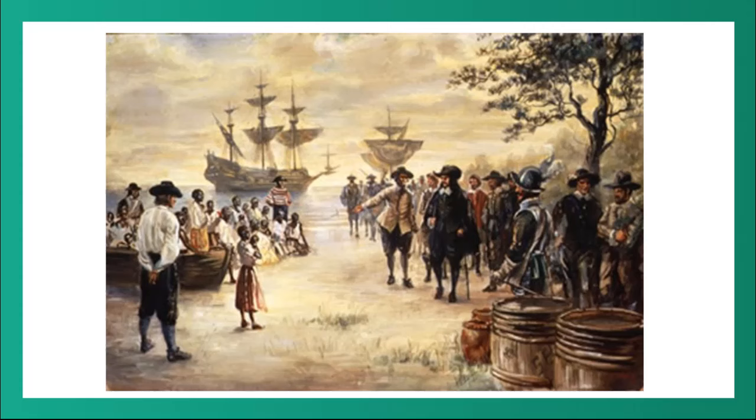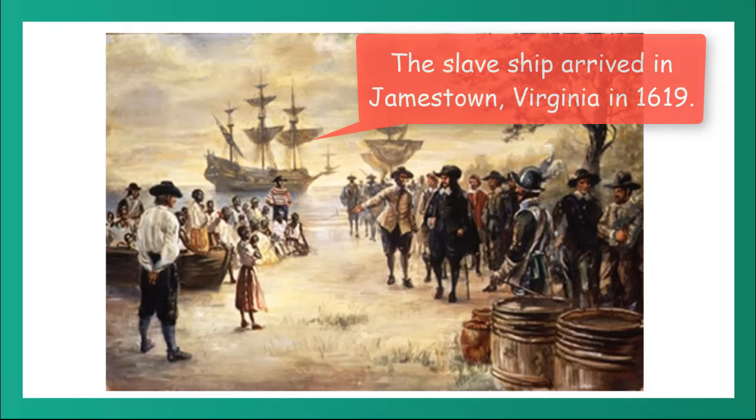The first slave ship to arrive in the colonies was Dutch and headed for Mexico with captured Africans on board. But the Dutch ship had been attacked by English pirates, who redirected the ship to the English colonies in North America. The pirate ship holding captured Africans arrived in Jamestown, Virginia in the year 1619.